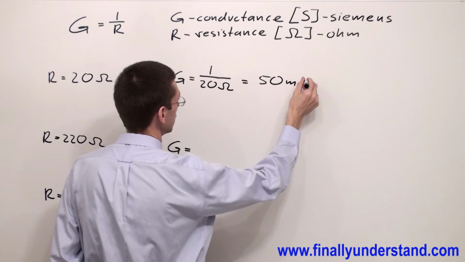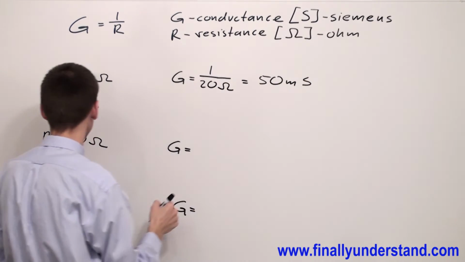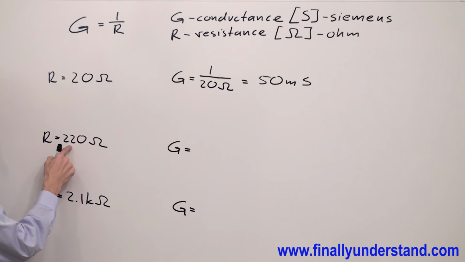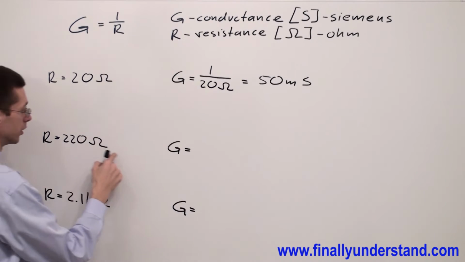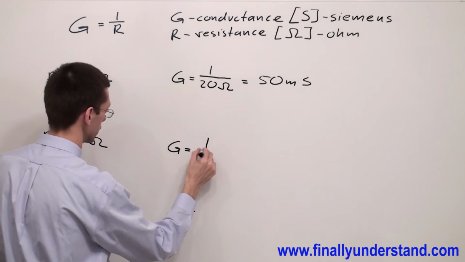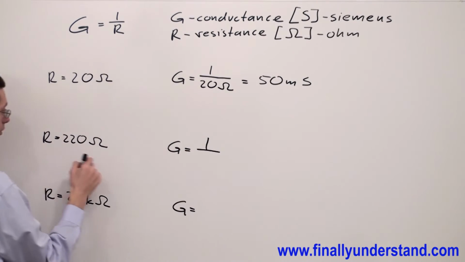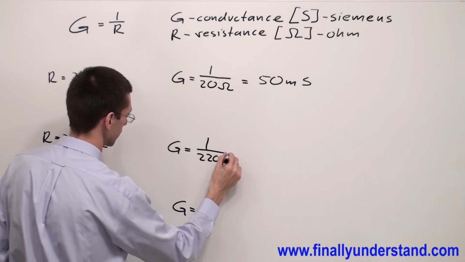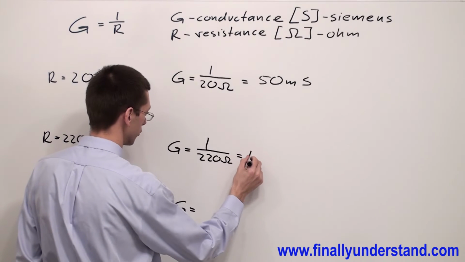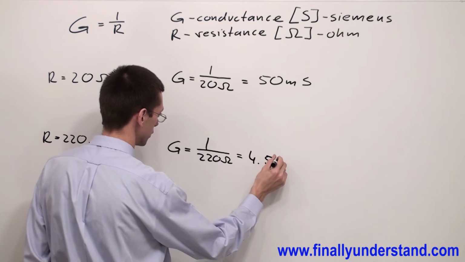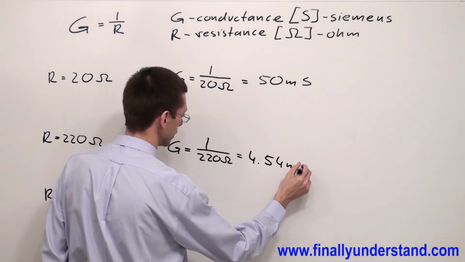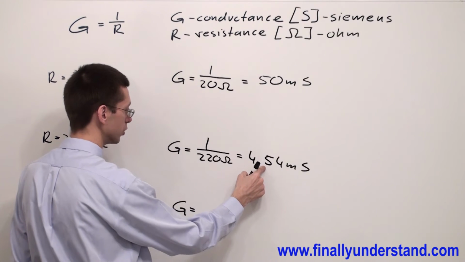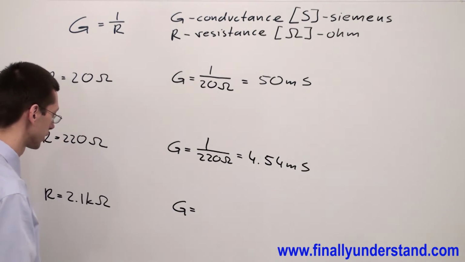milli Siemens. Let's take a look at another example. I have R equals 220 ohms. So G is the reciprocal of the resistance, which is 1 divided by 220 ohms. This is equal to 4.54 milli Siemens. Remember that your answer is supposed to be expressed in engineering notation.